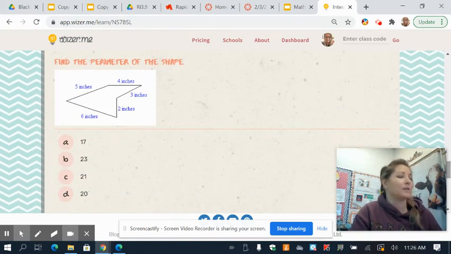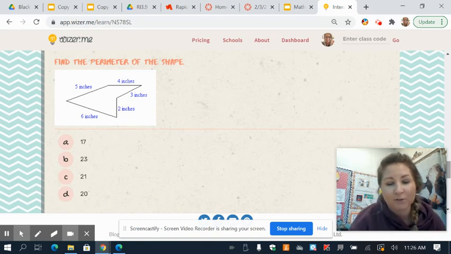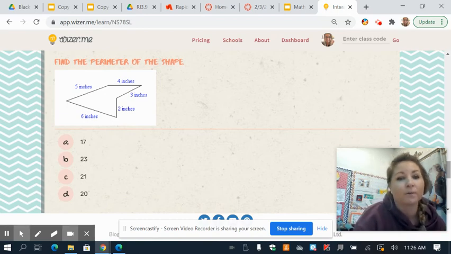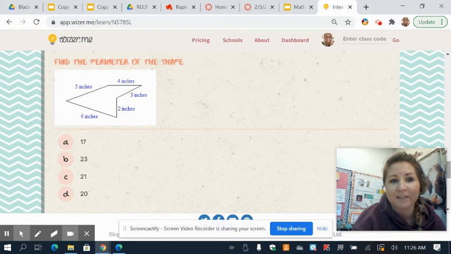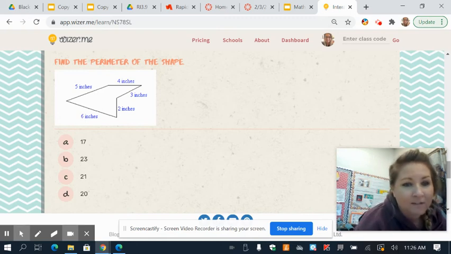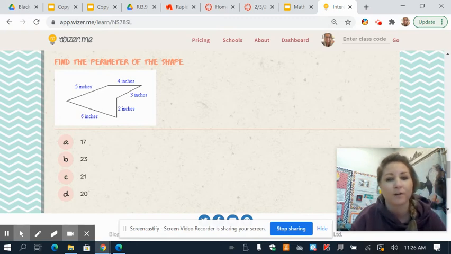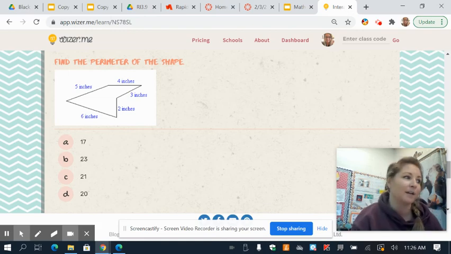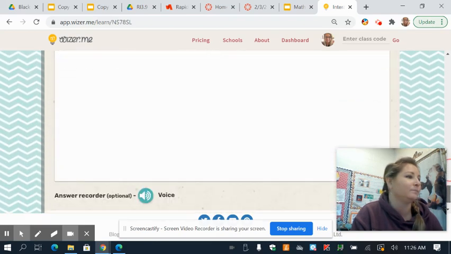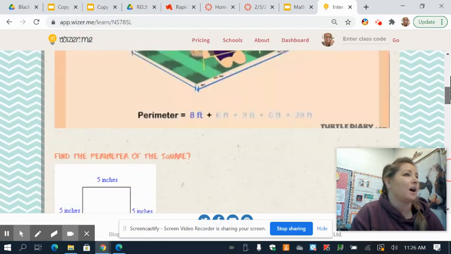Right here, it gives you an irregular shape. An irregular shape is one that is not a quadrilateral or one that we don't already know. But remember, we talked about these when we had our shape unit. This one has 1, 2, 3, 4, 5 sides. So technically, this would be a pentagon. You're going to find the perimeter of this pentagon. All sides are there, so there's no missing sides. Okay. All right, so complete that.